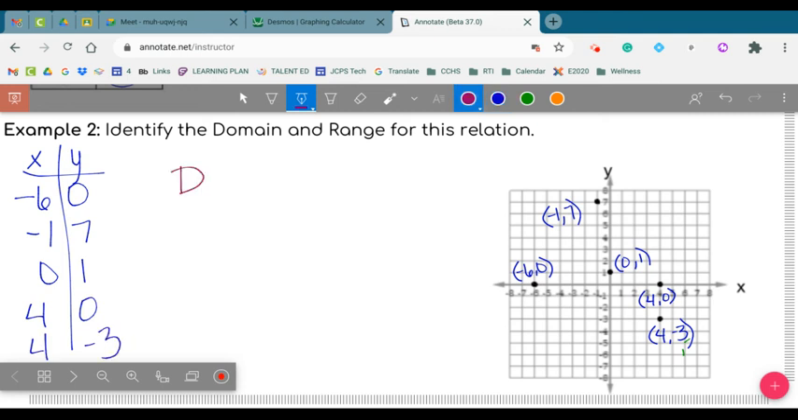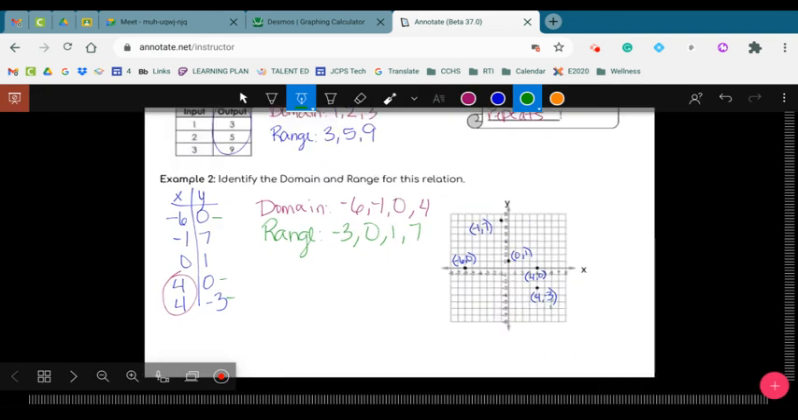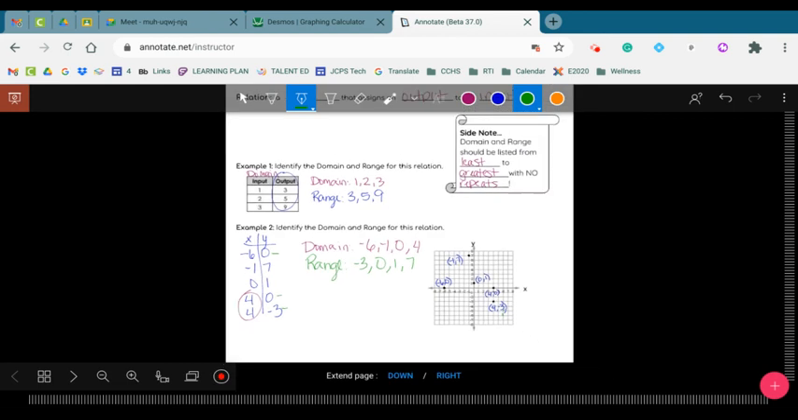Again, our domain is our x value. So I have -6, -1, 0, and then I have 4. I only list 4 once because there are two of them. And I listed those from smallest, which was -6, to the biggest, which was 4. And then your range: my smallest range value is -3. Then I go to 0, I have two of them, so I'm just going to write it once, and then 1 and 7. So that would be my range. Let me know if you have any questions on identifying the domain and range. Make sure you write them in numerical order.